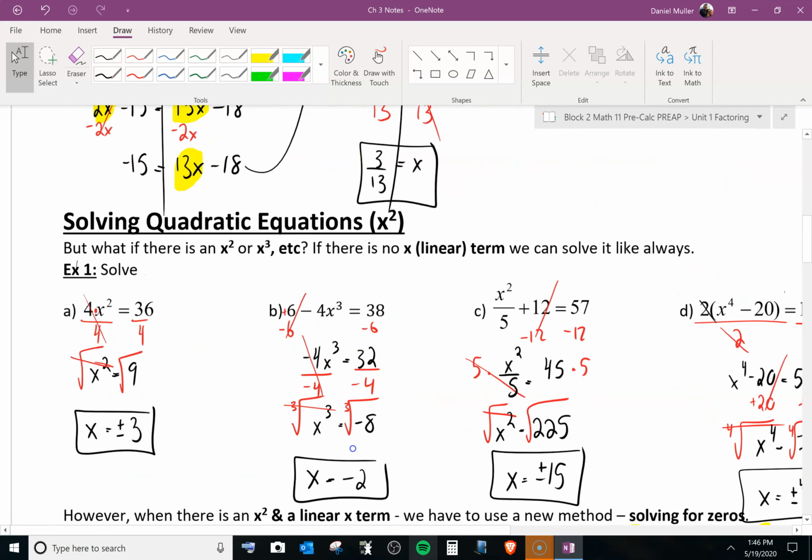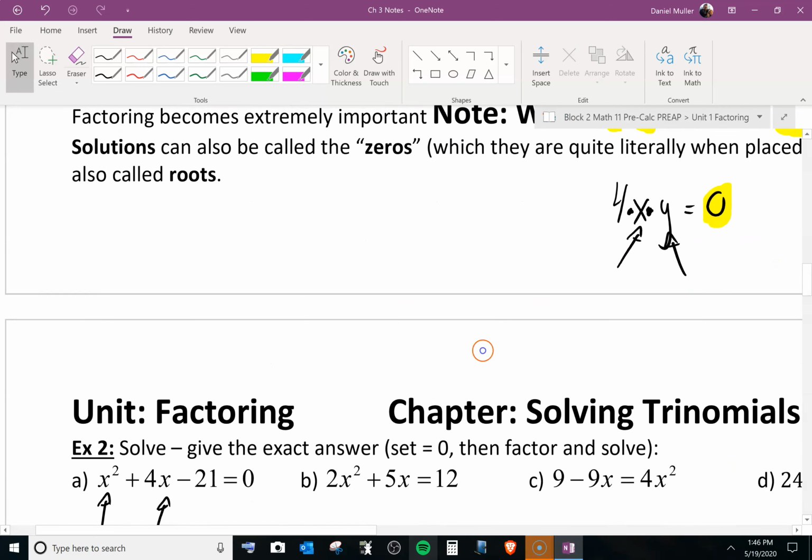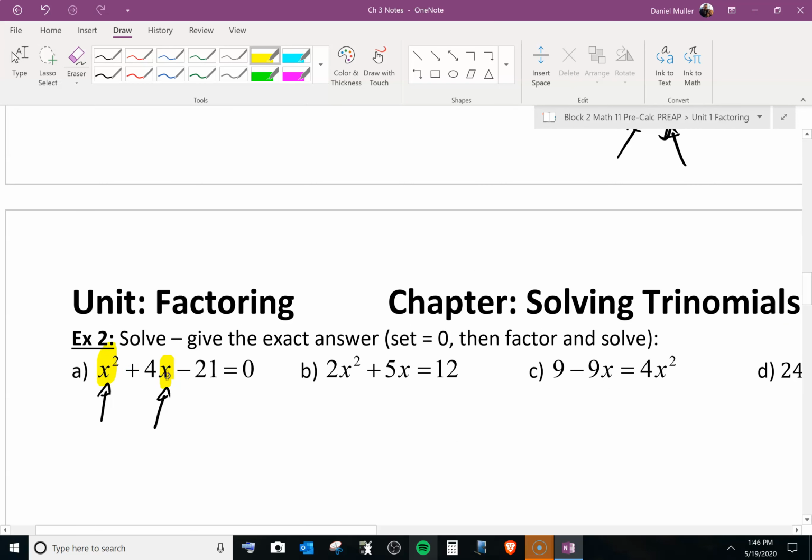And if I look down here, I only had x squared. I didn't have an x squared and an x. Here I only had an x cubed. Here I only had an x squared. But now I have an x squared and an x. And I can tell you right now, they are not like terms. There is no way that we can combine them. So the only way to solve this is to factor.